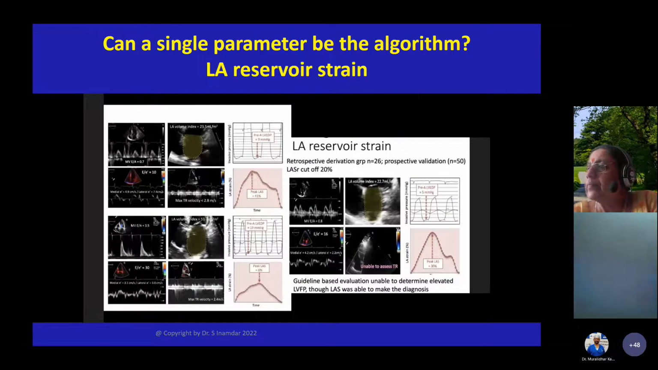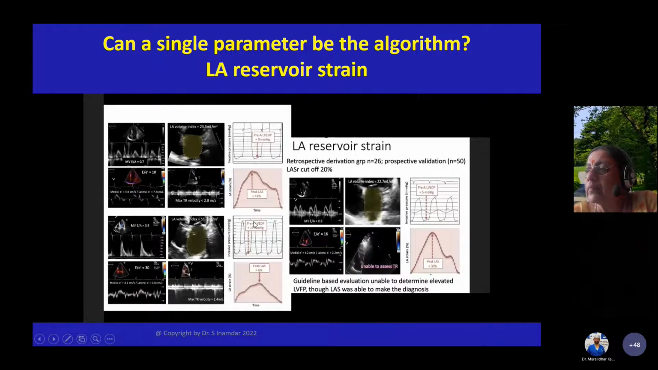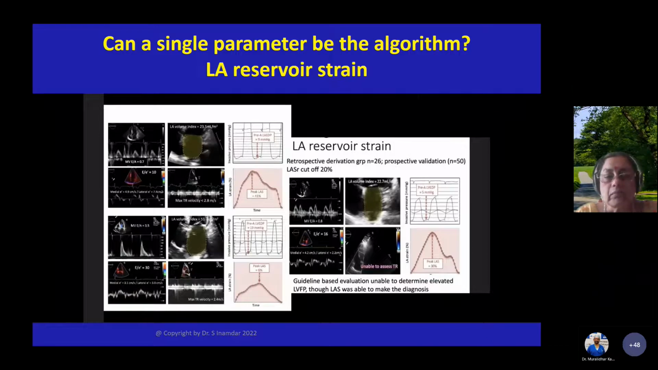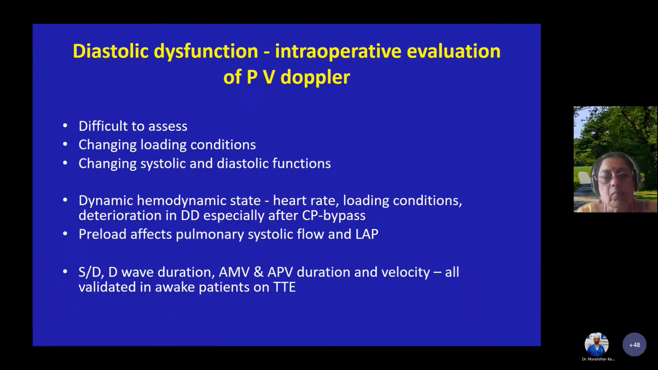This is again showing LA reservoir strain. See, LVEDP is less over here and there is good LA strain. LVEDP is more, 19, and LA strain is reduced. Again, the same thing, LVEDP is 5 and LA strain is good. So it is a single parameter, but it takes time to learn this, and of course vendor availability and many things are there. But I'm sure that many young people will come with their LS strain values report in their hand now. But what happens during the intraoperative period?